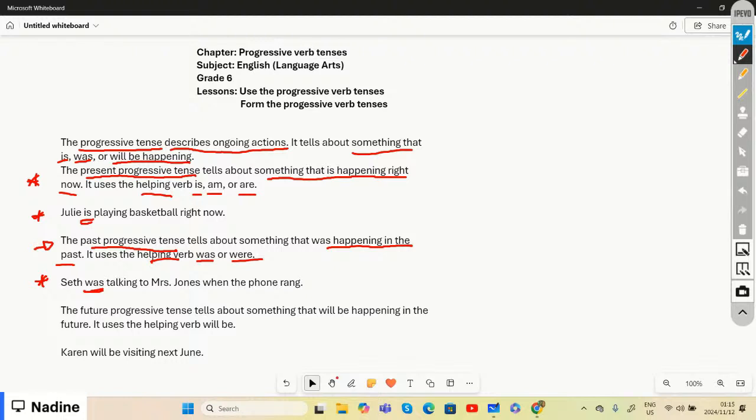All right. And then we're moving on to our future progressive tense. And the future progressive tense, right? It tells us about something that will be happening in the future. It did not happen yet. It's not happening now. It will happen in the future, whether the future is tomorrow, next week, or next month. And the future progressive tense uses the helping verb of will be.